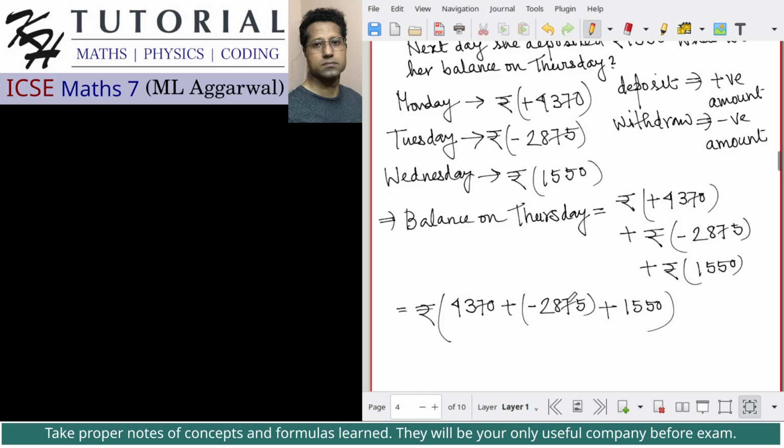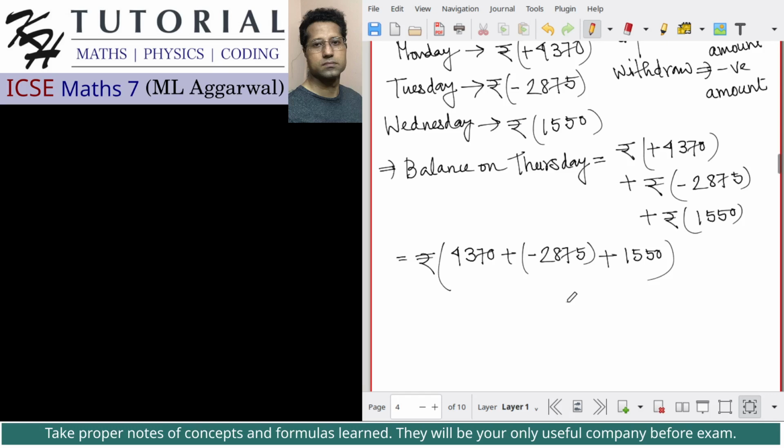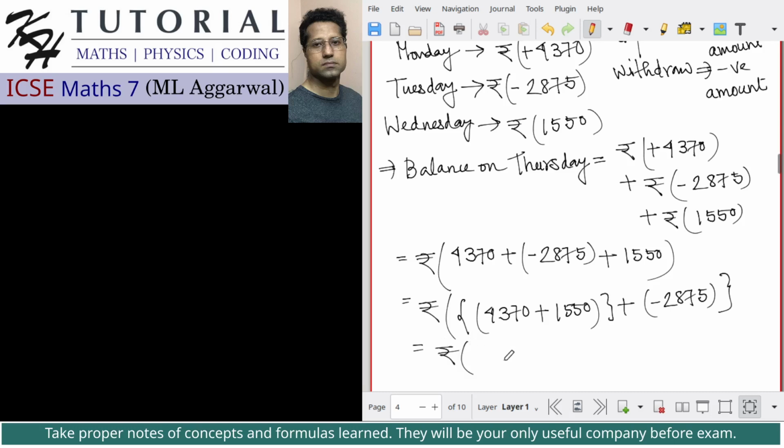1550. So now I have to simplify or evaluate the numerical expression, and that is the addition of three integers inside the bracket. As you can see, we are adding three integers where one is negative. So this can be simplified as: we add up all the positive integers, that is 4370 plus 1550, and then we have plus minus 2875. So this is equal to rupees 4370 plus 1550 is 5920, and we have plus minus of 2875.